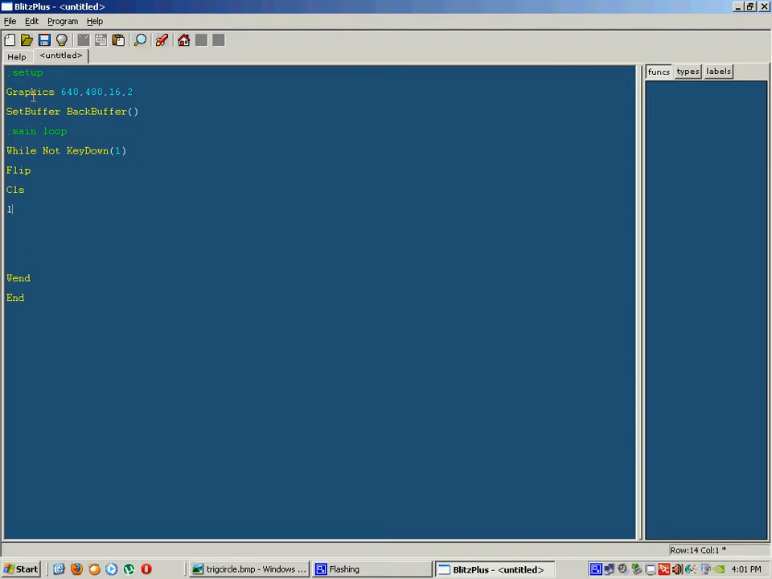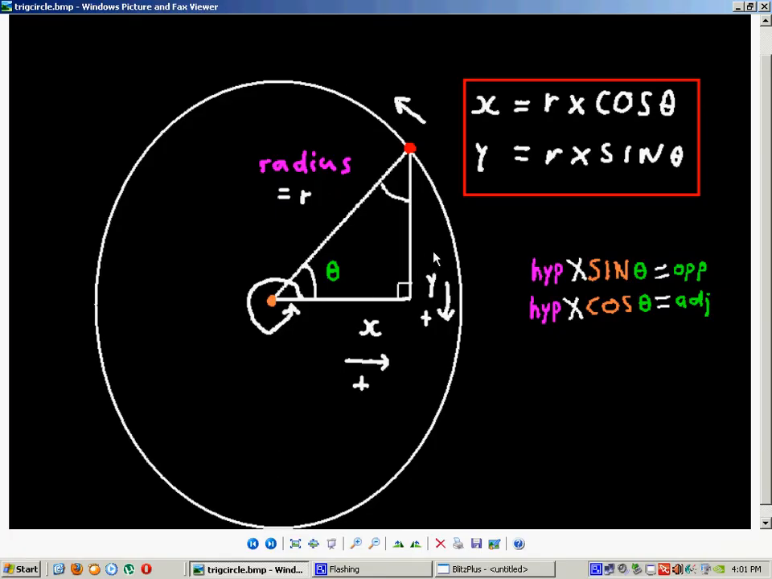The command for line, if I press F1, you can see down the bottom we need the X starting position and the Y starting position. I want it to start in the middle of the screen. So half of 640 is 320, half of 480 is 240. Then I want a circle, and remember our trig circle: x equals r cos theta, y equals r sine theta. So I want to move it across by x and up by y from theta 0 to 360.